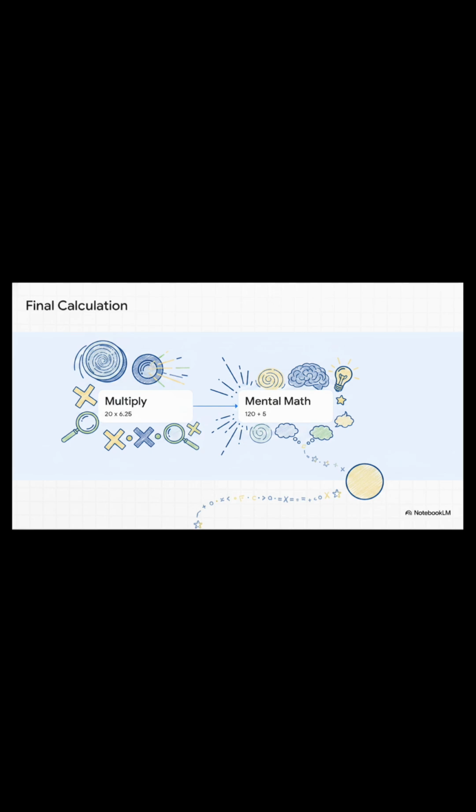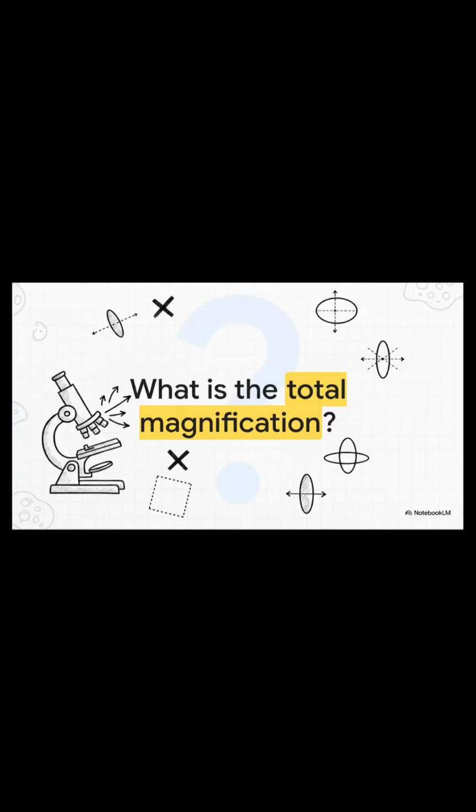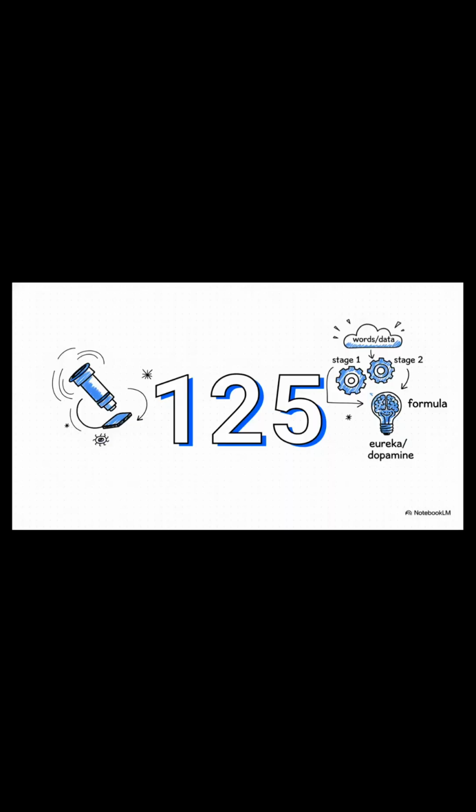We've got our 2 multipliers ready to go, 20 from the objective and 6.25 from the eyepiece. Our formula says we just need to multiply them together for the grand finale. So 20 times 6.25. If you want to do it in your head, well, 20 times 6 is 120, right? And 20 times a quarter is 5, so 120 plus 5. So what does this all mean? Considering every single parameter we painstakingly pulled from that first paragraph, what is the final, absolute, total magnification of this compound microscope? 125. The microscope magnifies the original object exactly 125 times.